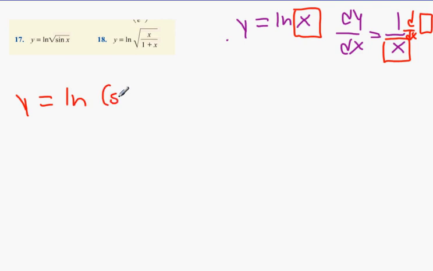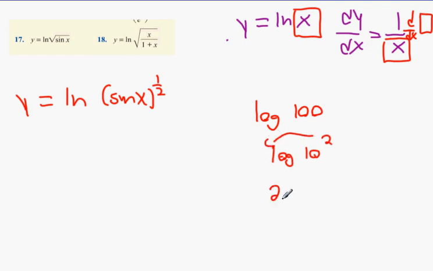Now there's a quick way of doing it. The quick way is using the log power rule. Should anybody remember the log power rule? Log 100 is the same thing as log 10 squared. Bring the 2 to the front. Same thing as 2 log 10. It's a much quicker way of doing it. But you don't necessarily have to do it that way.